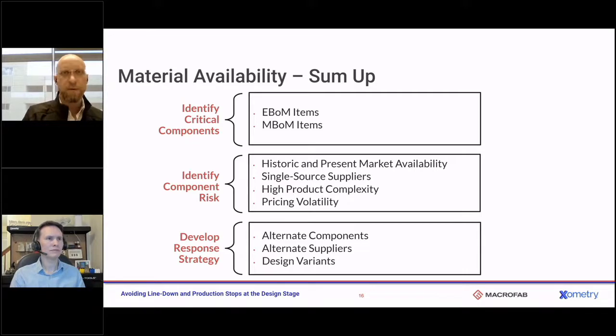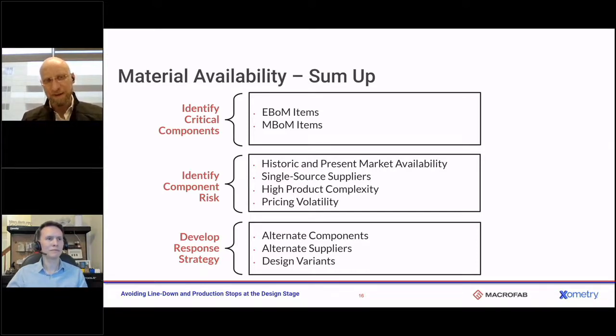We can actually go look at what the current market availability is. And by the way, the MacroFab platform will show you that for your BOM in real time. Look for where we have issues with single sourcing, right? Do we have a high product complexity? And one of the things I didn't touch on here, but people care about a lot is pricing volatility. Actually, I did touch on that.